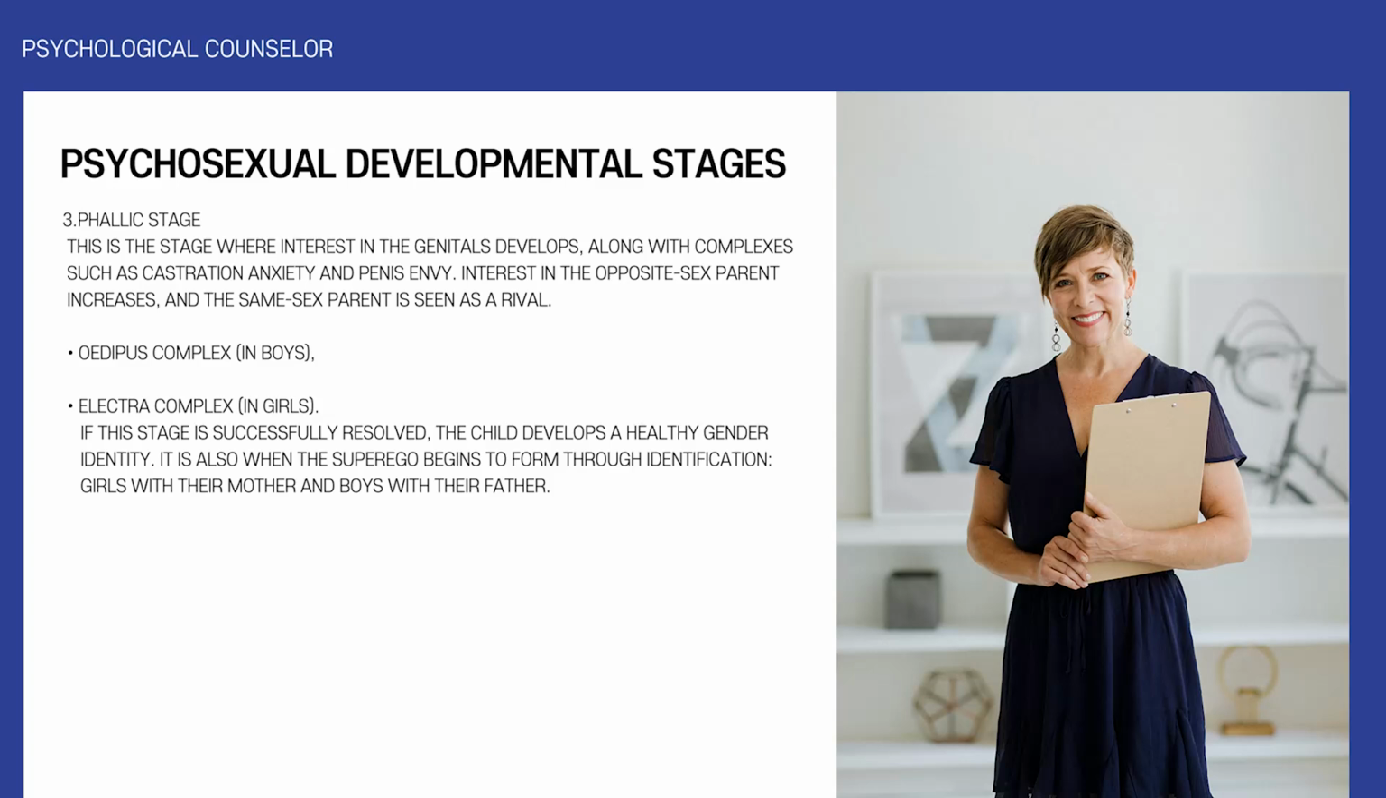Phallic stage. From ages 3 to 6, children become interested in their genitals. They develop feelings toward the opposite sex parent and see the same sex parent as a rival. Boys experience the Oedipus complex and girls go through the Electra complex. If resolved well, the child forms a healthy gender identity and begins to develop the superego.